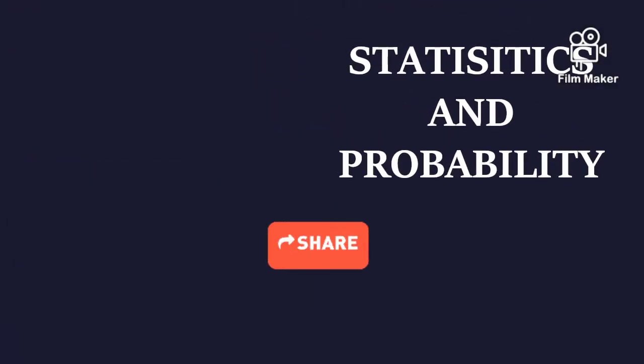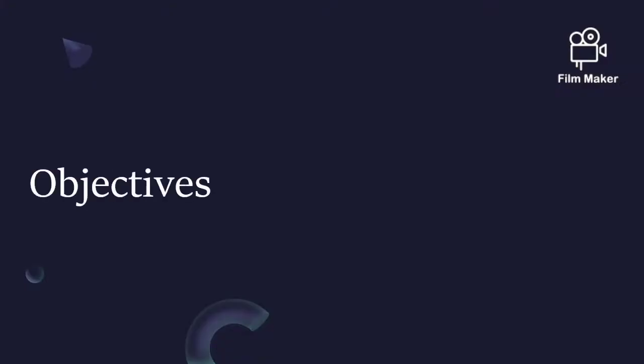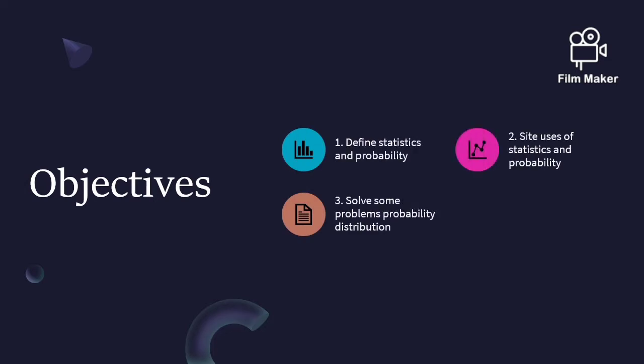Statistics and probability. Objectives. Number 1. Define statistics and probability. Number 2. Cite uses of statistics and probability. Number 3. Solve some problem probability distribution.